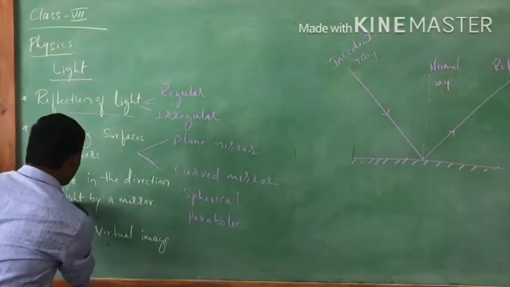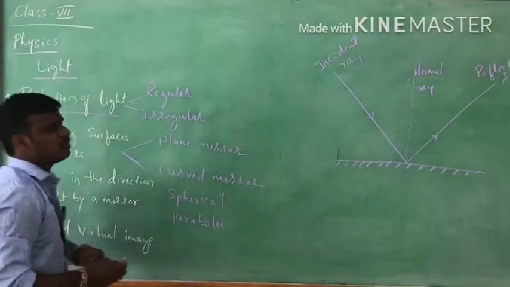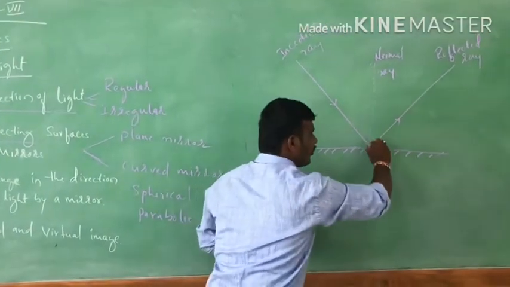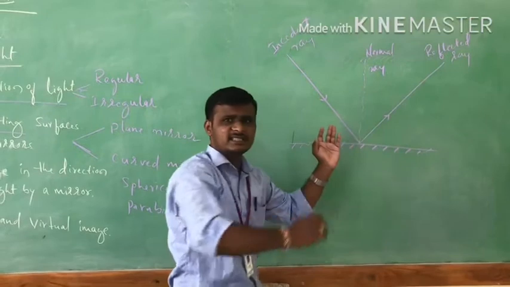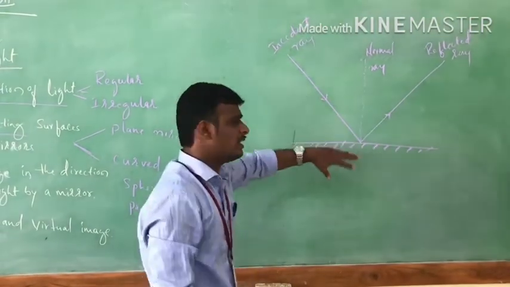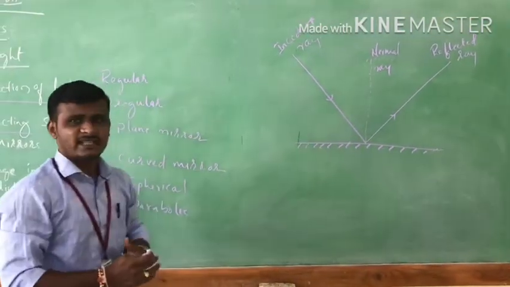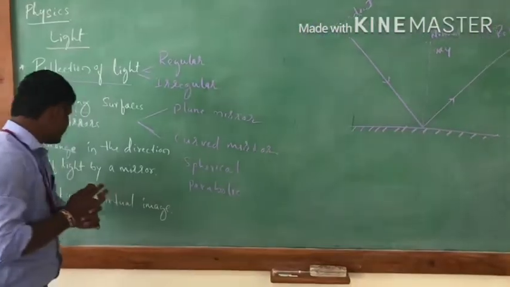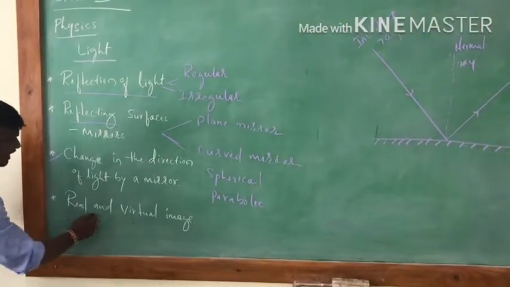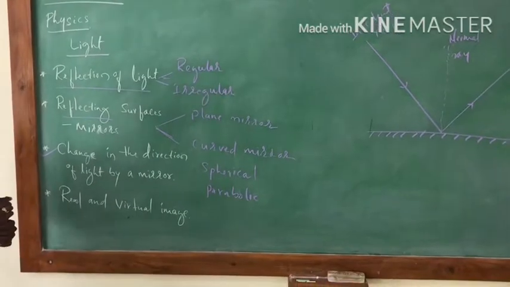So this is the change in the direction of light by a mirror. It is moving in this direction. After reflection, it is going upward. So it changes direction now. That's why a mirror changes the direction of light when light strikes it.